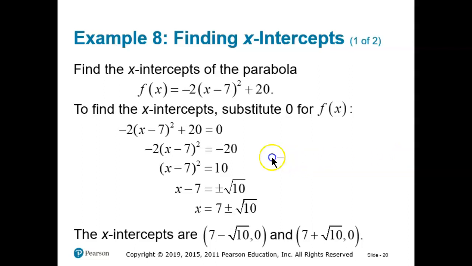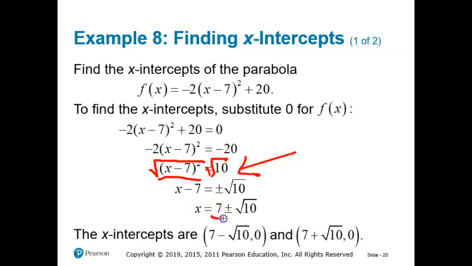We need to be in this form before we can do the square root property. We have to have this side isolated as a squared term. So now we can take the square root of each side. We know that that's going to give us a plus or minus the square root of 10, and it gets rid of the parentheses on the other side. Now we add 7 to each side.